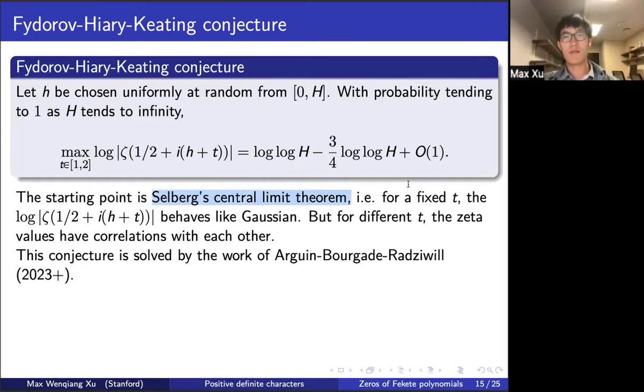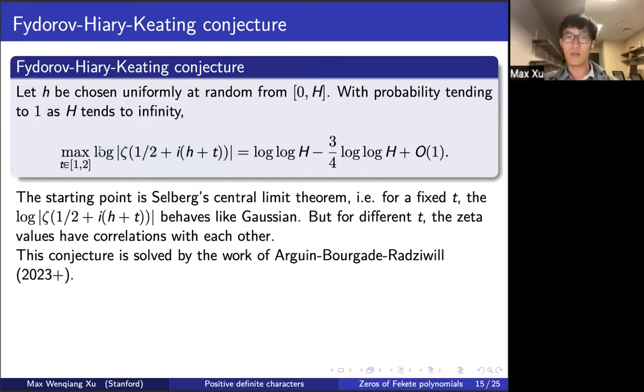Basically, if you fix a t, let's forget the max here. You just fix a t, and then the log of zeta of half plus ih looks basically like Gaussian. So it behaves like Gaussian in the sense that when you choose h uniformly at random from a big interval, this value looks like Gaussian with certain mean and variance. And now, what Fyodorov, Hiary, Keating and Jacquot are talking about.